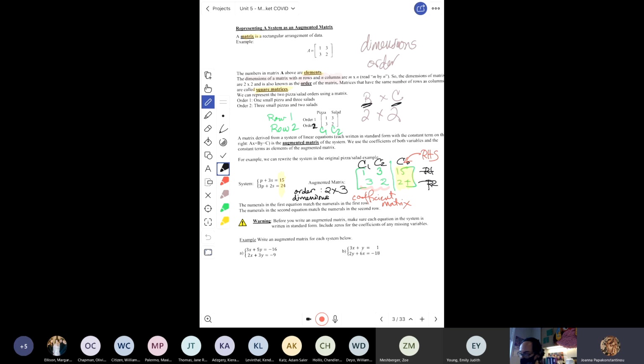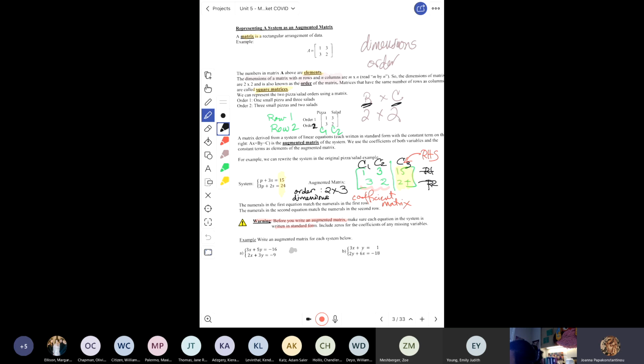Rows number comes first. Now, obviously, if you're creating an augmented matrix from a system, you want to make sure that your system is written in standard form first. So before you write an augmented matrix, make sure that each of your equations is in standard form, in the same order, or else your coefficient matrix is a mess, right? Each column represents the coefficients of your system. So let's go ahead and do the first example.